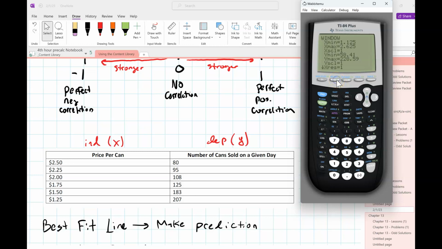So I'm going to go to the Window button, and I look at my y min. My graph, or my tables, or my picture starts at 58. That's the smallest y value. Oh, well, I just can't see it. I'm just going to change that to 0 then, right? Now 50 will show up. So let's hit graph now.